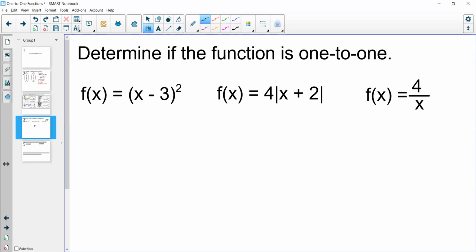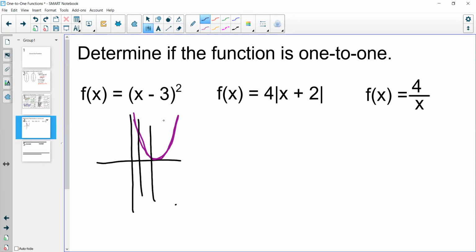Now, the easiest way to do this is actually to graph it in our graphing calculator and see what it looks like. So let's take a look at this function here, x minus 3 squared. When I graph this function, I end up getting something that looks kind of like this. Then we want to ask ourselves, does this function pass our vertical line test? Yes. Does it pass the horizontal line test? No. So is this one one-to-one? No, it's not.